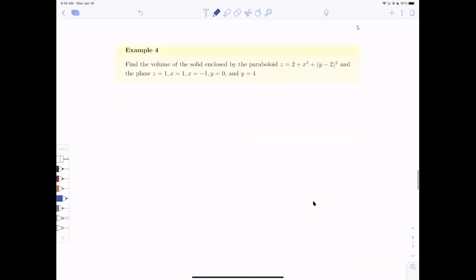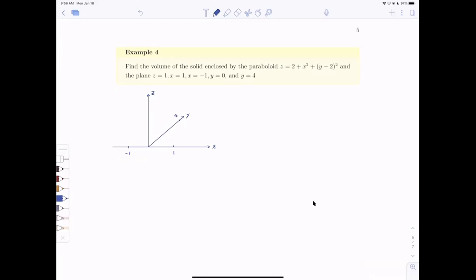Alright, so for example 4, I'm only gonna set it up and you guys can do the computation yourself because we're running out of time. So basically, this volume, enclosed by the paraboloid and planes z equals 1, x equals 1, x equals negative 1. So basically, if I draw it out, x is between negative 1 to 1, y is between 0 to 4. Okay, so your xy plane is gonna be something like this, from negative 1 to 1 and 0 to 4. And then it's gonna be above z equals 1 and this.